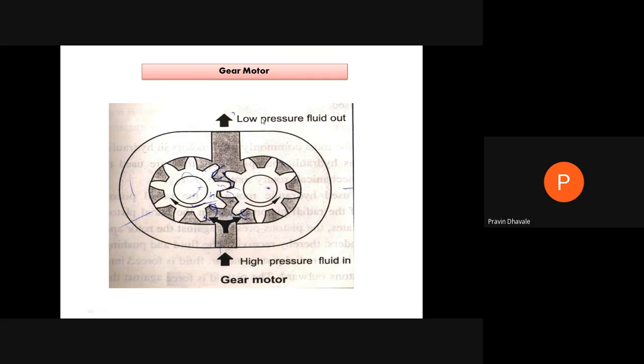Likewise, gear motor. Instead of vane, we are using the spur gear. There are two gears whose gear teeth are meshing with each other. When you are passing high pressurized air over here, that pressurized air will get trapped and impart force to the gear, so that the gear will get rotated. That trapped air will escape from the other side of the motor.